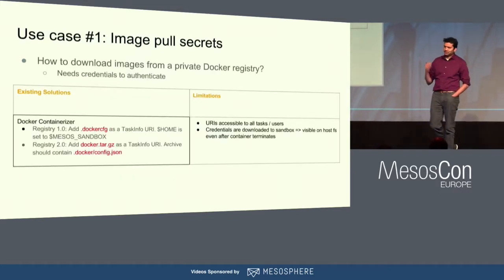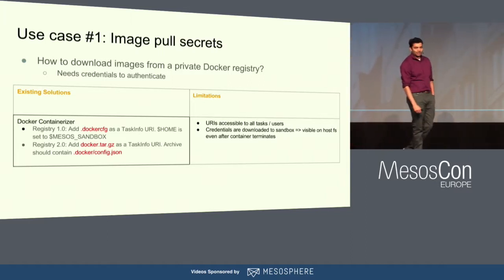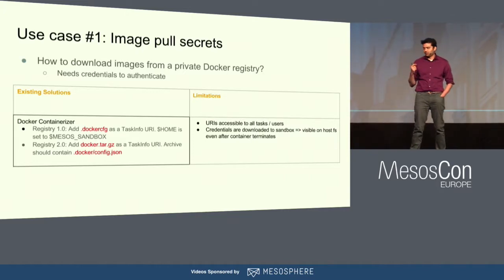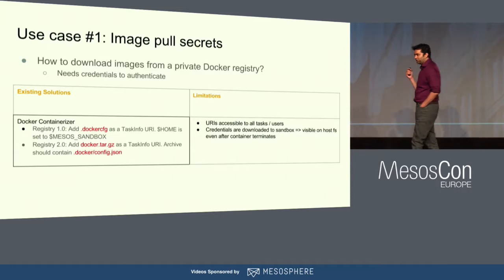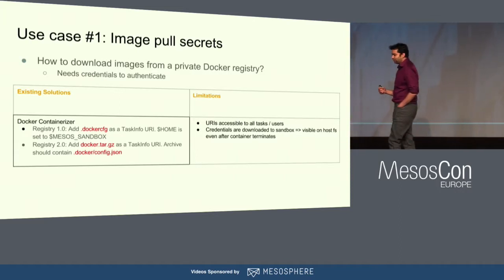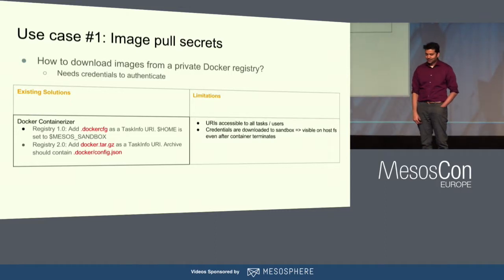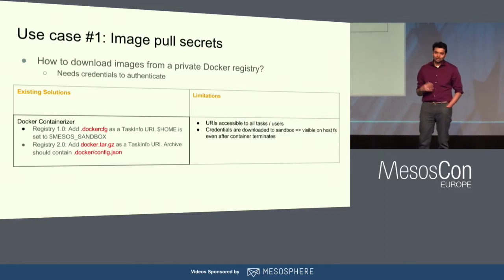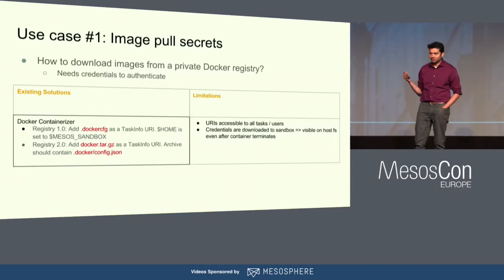So what are some of the use cases that we would need secrets for in a Mesos cluster? One of the biggest use cases is, of course, image pull secrets. A lot of people use Docker images in Mesos clusters to run Docker containers. But a problem arises when you want to download these images from a private registry. When you want to download an Ubuntu or Alpine image from a public Docker registry, it's easy. There's no authentication needed. You can just do a docker pull, that's fine.